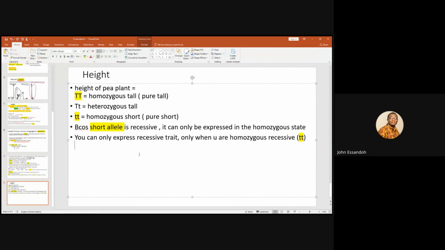Beautiful question. You see that all these ones that I'm talking about, I am talking about pea plant. In human beings, the height doesn't work the way it works in pea plants.